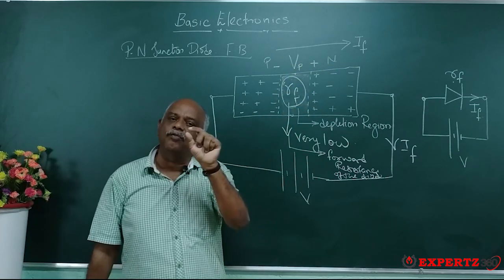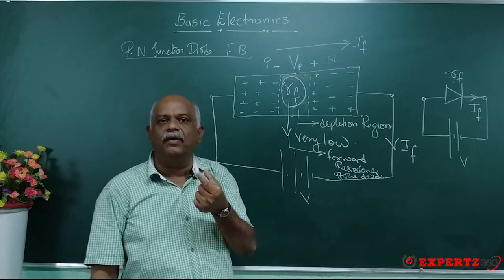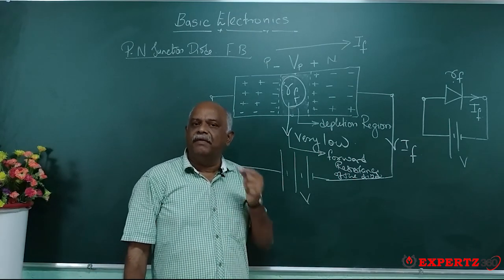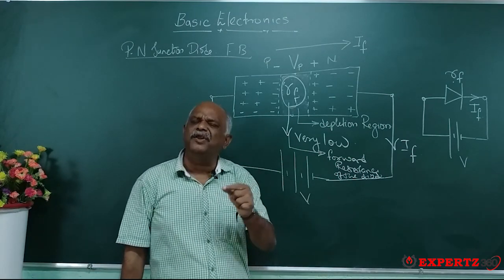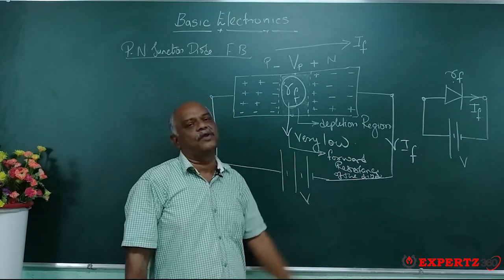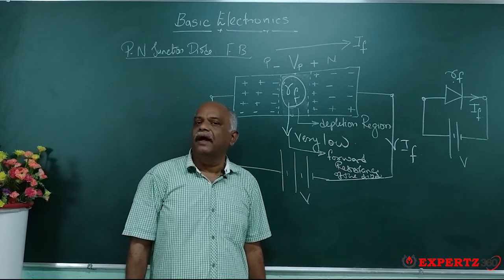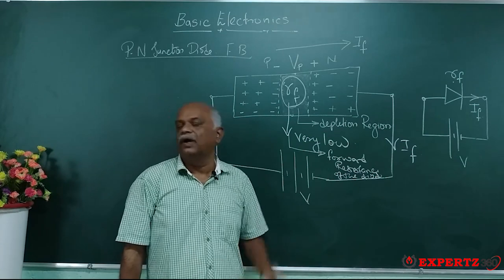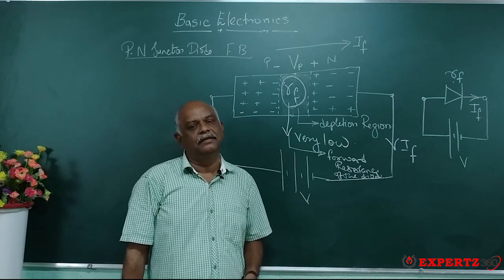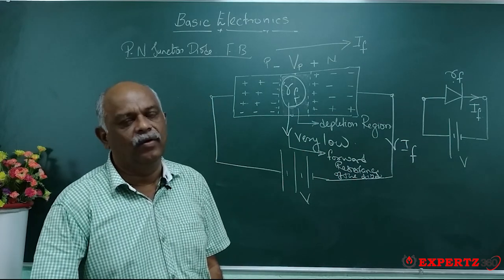But it offers a small resistance. The depletion region width reduces, the barrier offered reduces, but to a limit, a very small value, which is called the forward resistance of the diode. Clear? This is a PN junction diode under forward bias condition. So under forward bias, a diode conducts. Clear? Now I will go into the reverse bias of a diode.